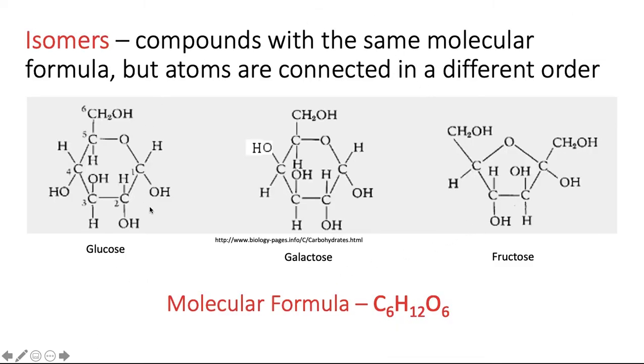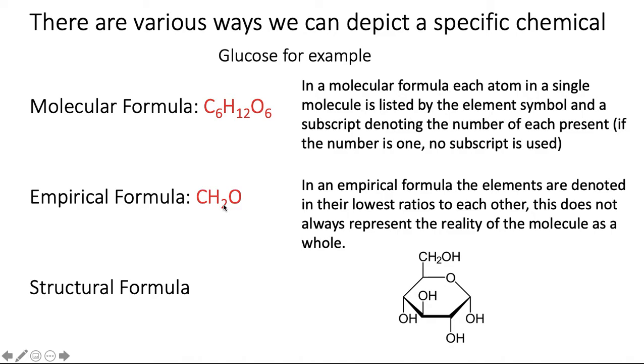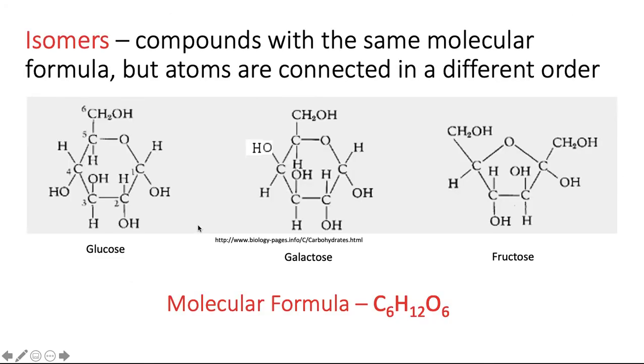Here's another example of the same idea: we can have molecular formulas that are the same, or even empirical formulas that are the same, but we have different compounds. Here, for this example, we have 3 compounds that have the same molecular formula and even the same empirical formula, but their three-dimensional shape is different. These compounds are called isomers. They have the same molecular formula, but their atoms are connected in a different order in three-dimensional shape, and they will be different compounds. It is important.